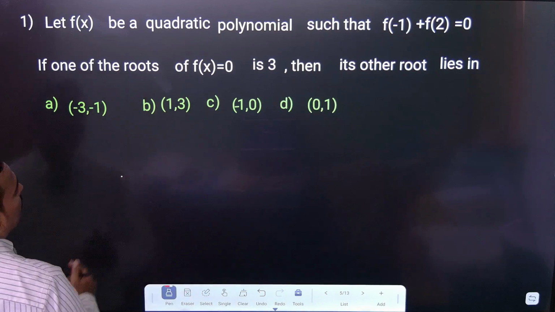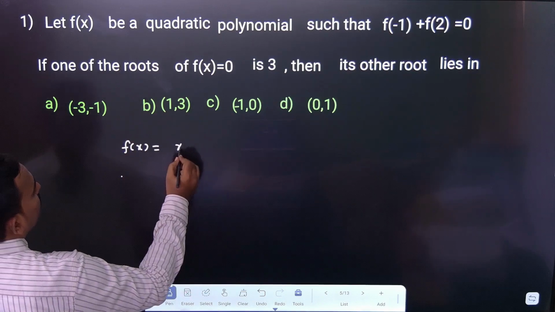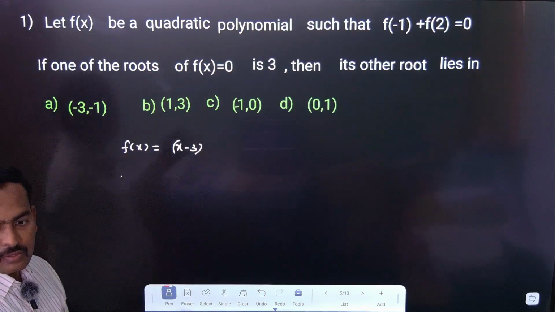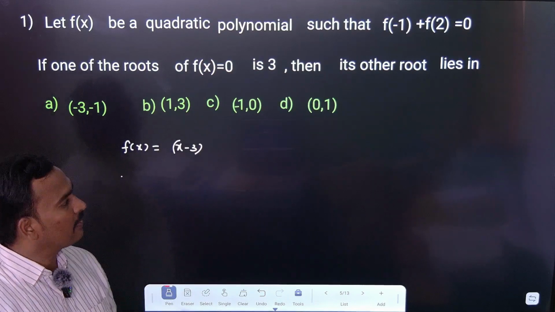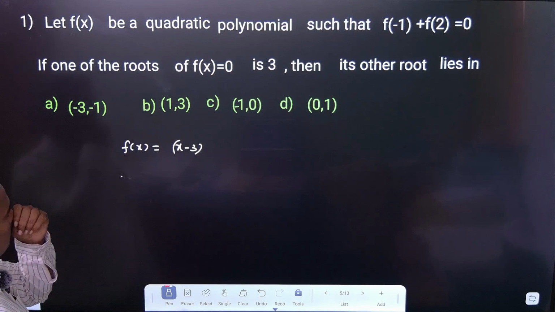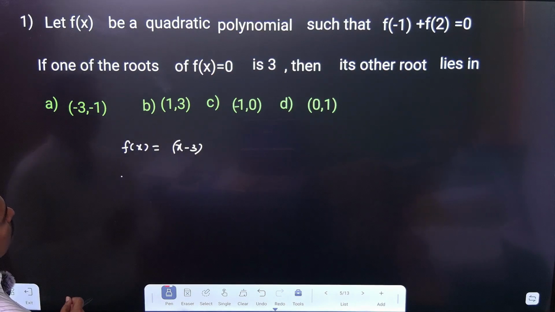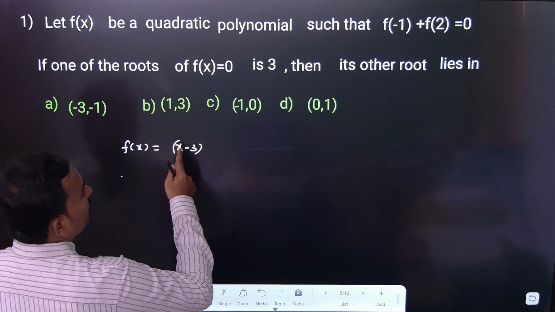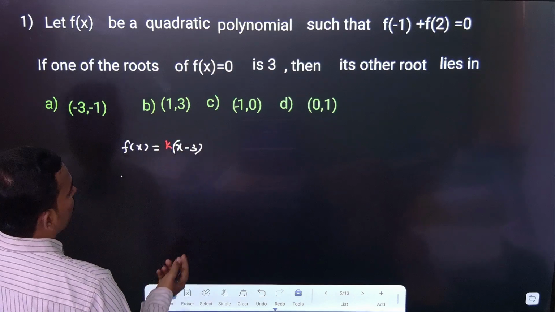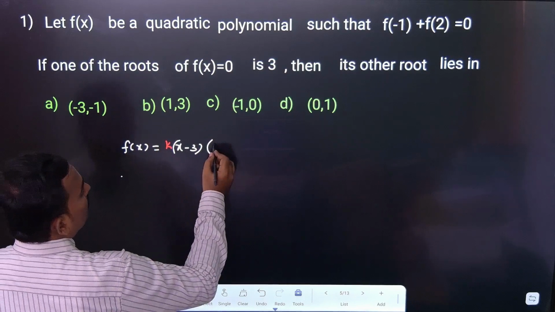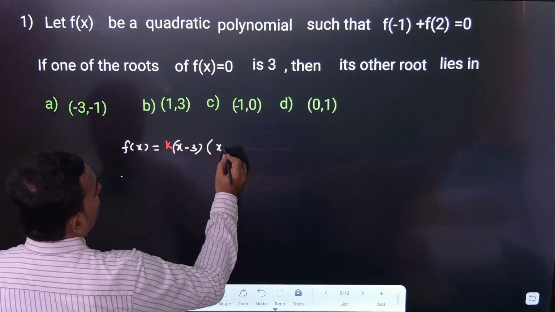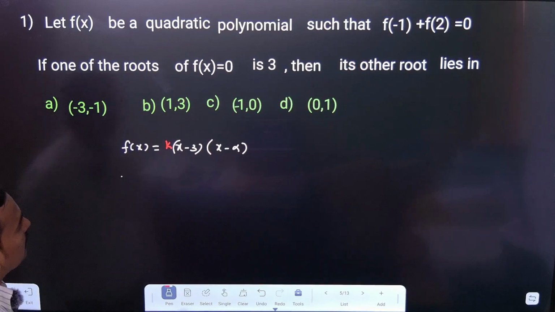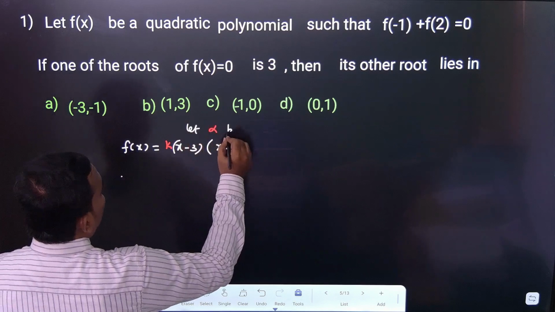One root is given to you, 3. Let's take f of x, x minus 3. We can say it is a factor. If one root is 3, then definitely x minus 3 is a factor by the factor theorem, right? So how do we find the other root here? You can see they didn't mention that the leading coefficient is 1. Let us take k as the leading coefficient, and you can consider the other root is alpha, right? x minus alpha is another factor. Let alpha be the another root.